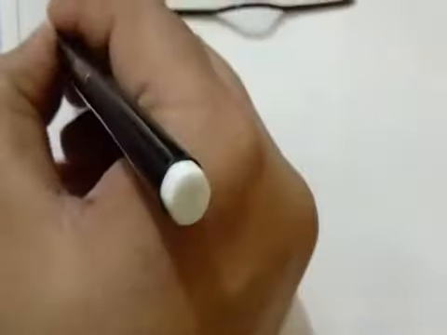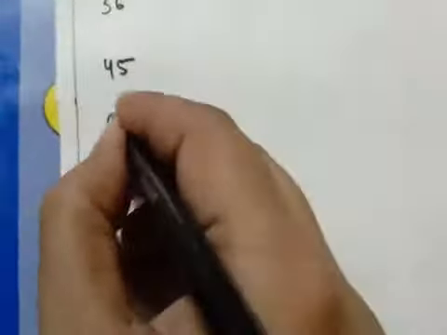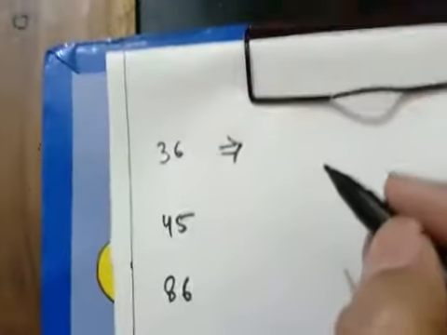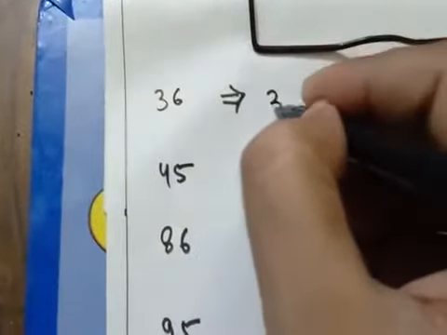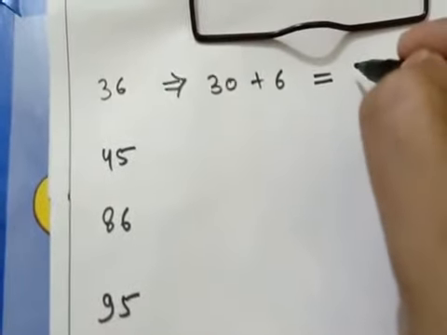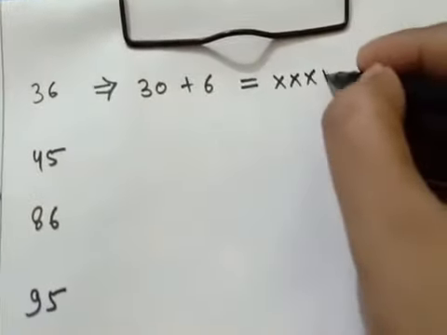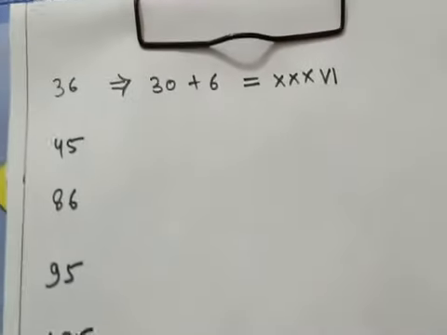I will write some Hindu-Arabic numerals, then I will write their numerals in Roman. Suppose 36, 45, 86, 95, 105. Now how to write 36 in Roman numerals? Look here. We can break the number as 30 plus 6. 30 can be written using X: 10, 20, 30, and 6 can be written as 5 plus 1. So 36.